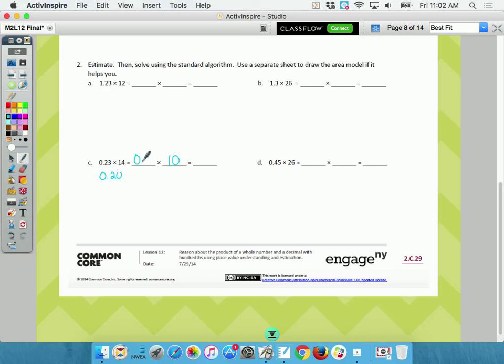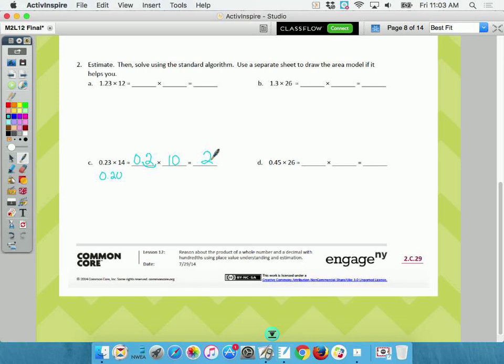200. What is it? 0.2. It's, well, what number is that? 2 tenths. Okay? So when you multiply 2 tenths times 10, what do you get for your estimate? 2.2. 2.